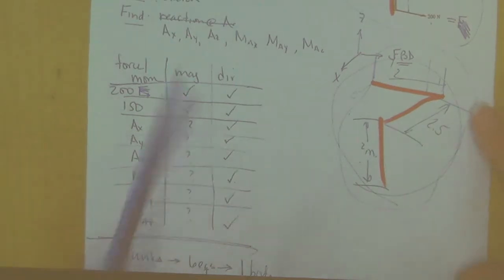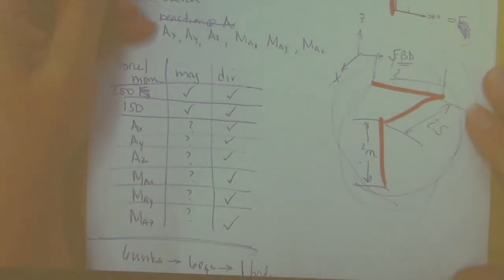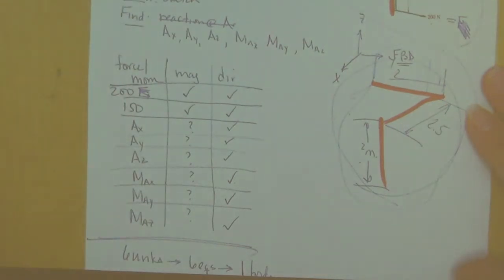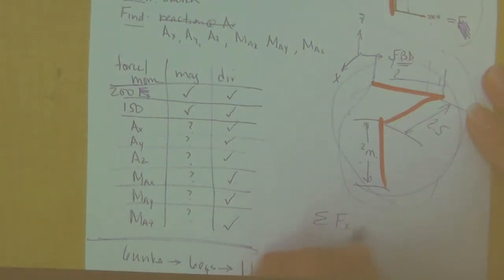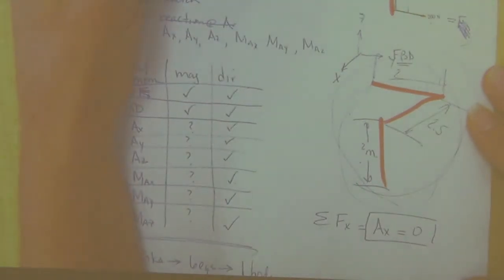So let's see. What do we want to do? Let's keep going. Matt, I'm going to go with the sum of the forces in the x. How come? Because there's only the one reaction in the x. Great. So sum of the forces in the x gets you to Ax is equal to 0. Then what do you want to do? Who wants to pose a question?